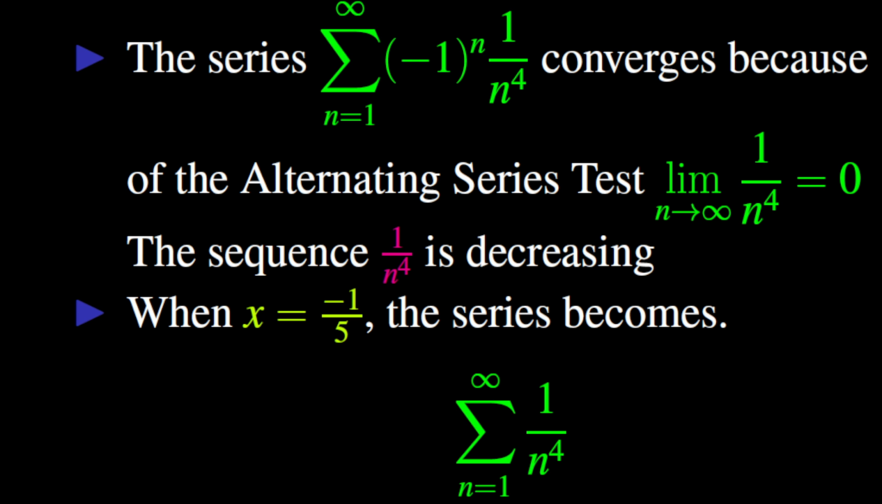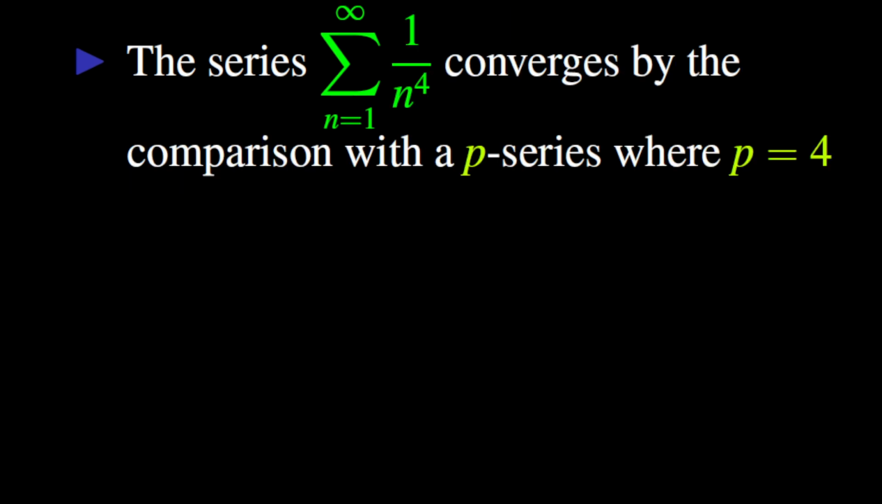When x is equal to -1 over 5, the series becomes a series with terms 1 over n to the power 4. The series converges because it can be compared to a p-series with p equal to 4, which is greater than 1.